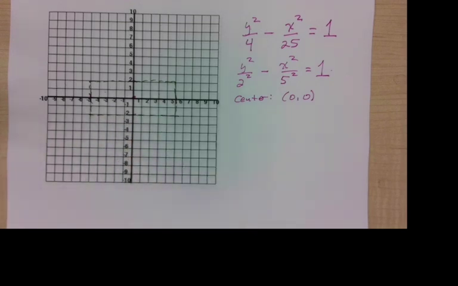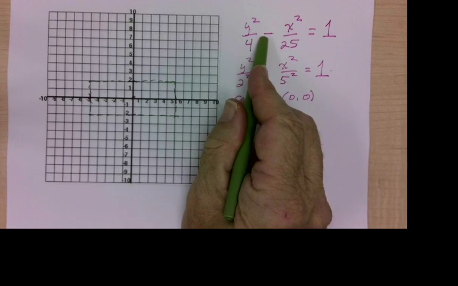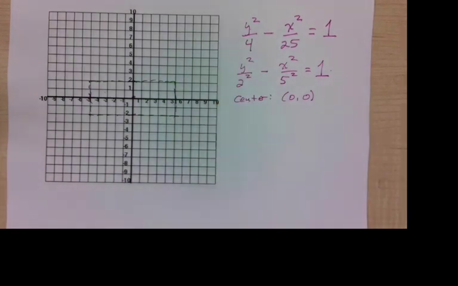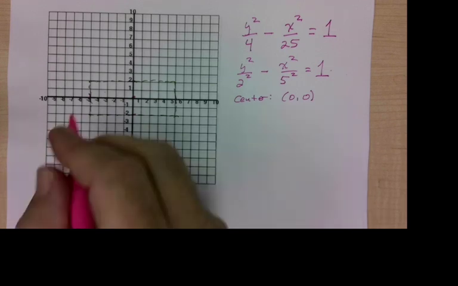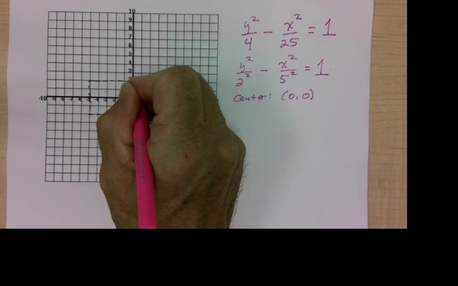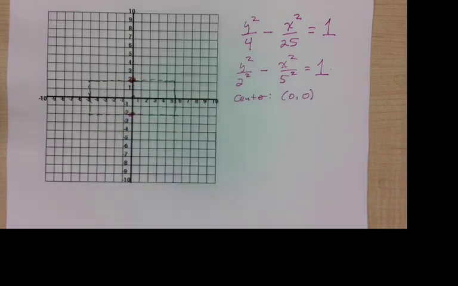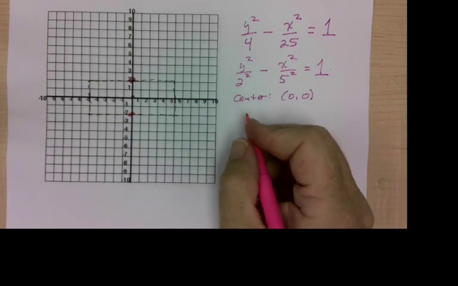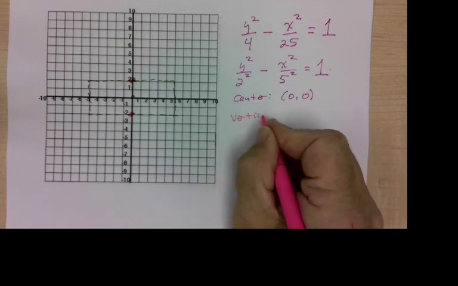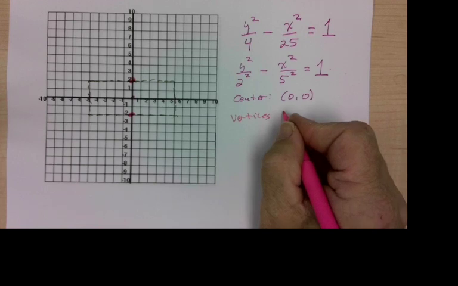So this time the transverse axis is vertical, y comes first, so that our vertices will be on the vertical part of this box. Vertex here and vertex here. So points on the hyperbola, what I like to call vertices, will be at 0, 2 and 0, negative 2.